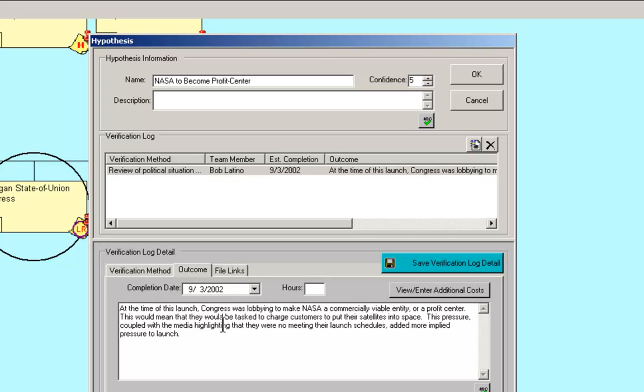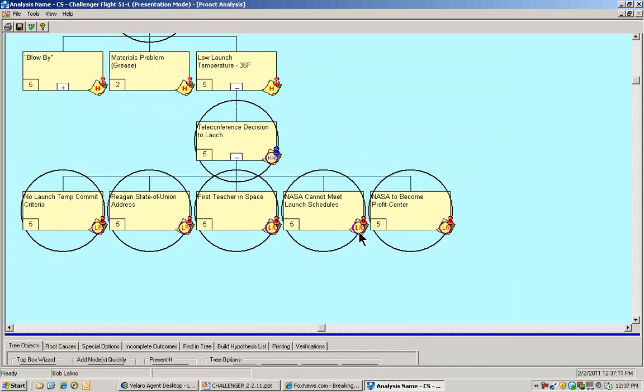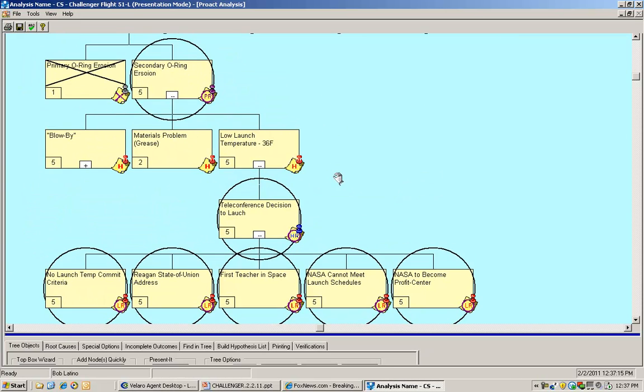Of the launch, Congress was lobbying to make NASA a commercially viable entity or a profit center. This would mean that they would be tasked to charge customers to put their satellites into space. This pressure, coupled with the media highlighting they were not able to meet their launch schedules, added more implied pressure to launch that day. So when we look at these all together, the LR here is a latent root or a systemic root, the HR is a human root or a decision, and the PR is a physical root.